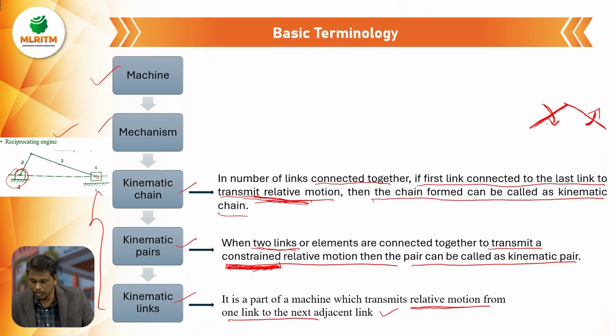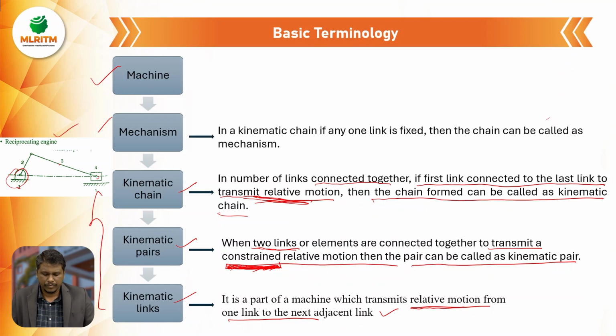Suppose I am giving the motion like that, but the movement is like this, or it is doing something else somewhere else. That means the kind of motion I am expecting does not come, then it is not called a kinematic chain. I hope you understood what a kinematic chain is.